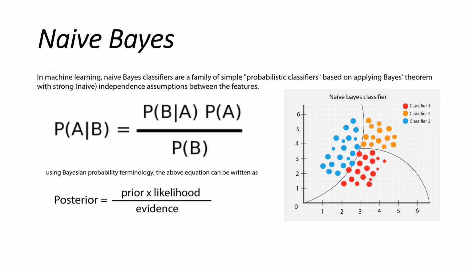statistics. Naive Bayes is one of the most popular Bayesian machine learning algorithms. It's called naive because it assumes that all of the predictors are independent from one another. Naive Bayes is mostly used for binary or multi-class classification.